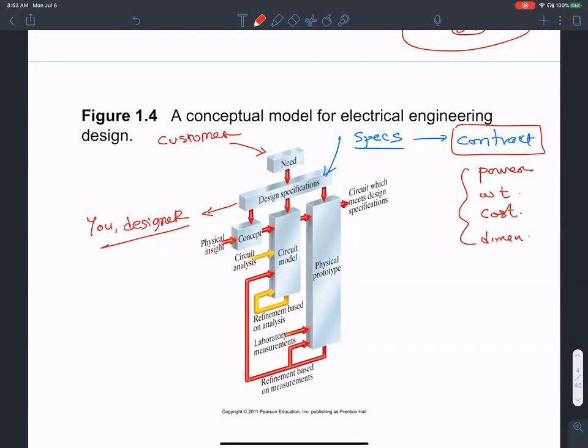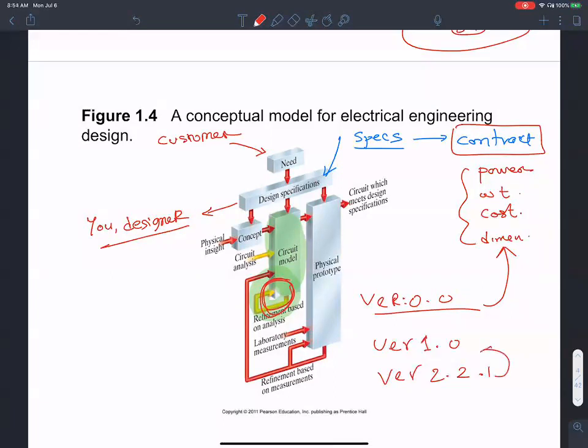Then you of course build a circuit model. Before you actually build a physical prototype, you build a circuit model and then you refine over and over, successive refinement. Your version 0.0 is not the perfect version, but it's some kind of functional version that is not quite meeting all the specifications. Then you revise it, then revise some more, and then you revise some more. So this is an iterative process of successive refinement.